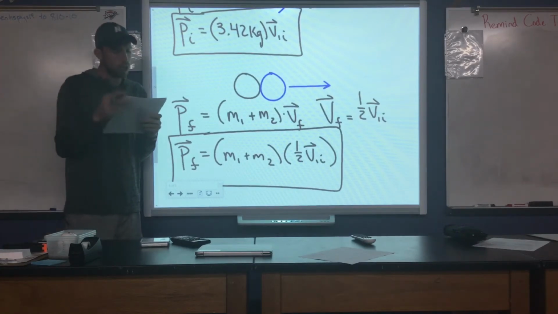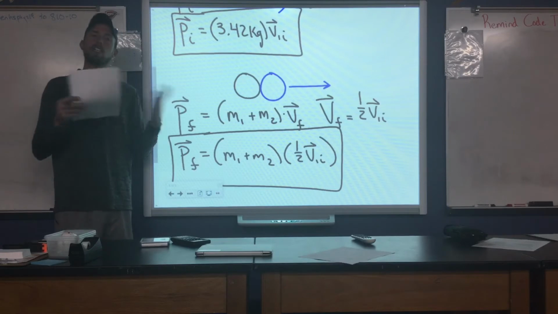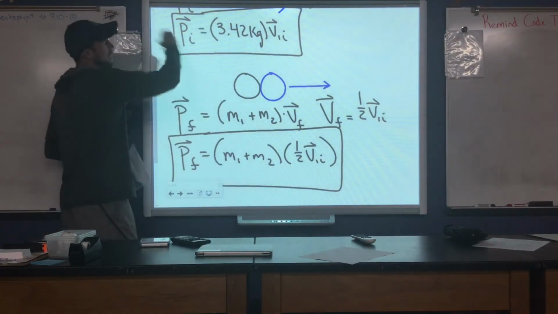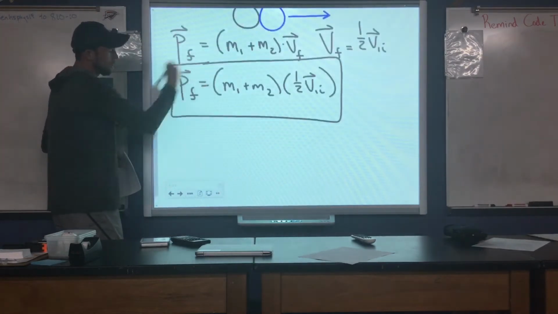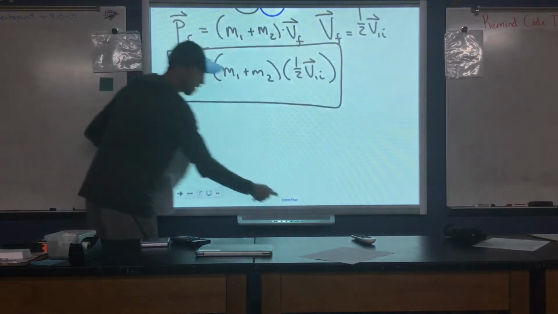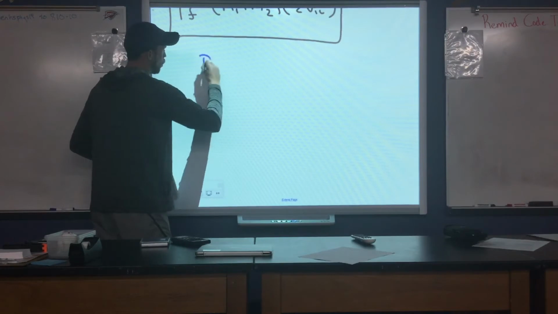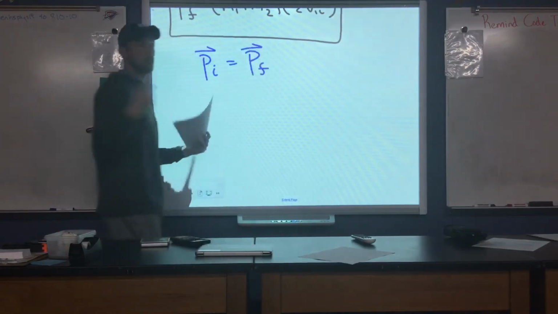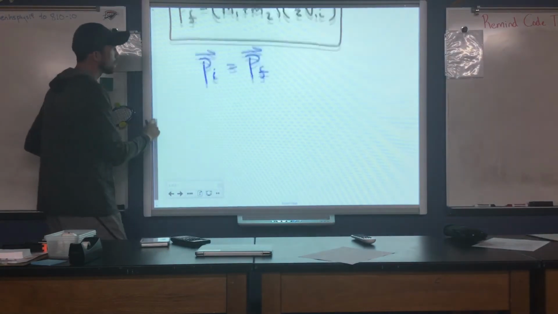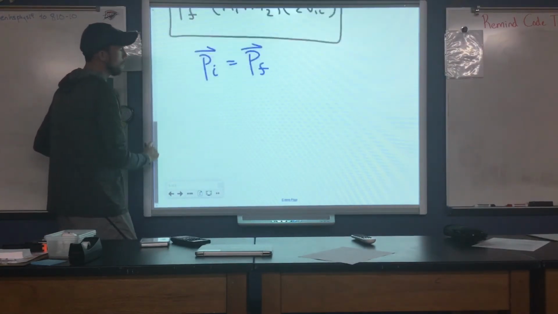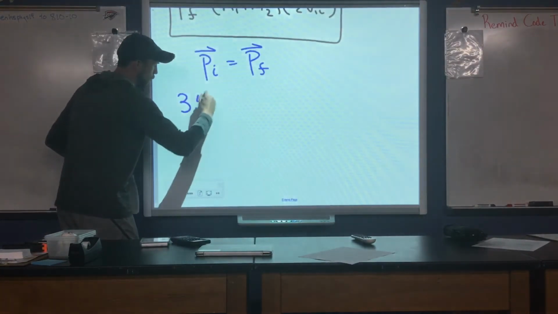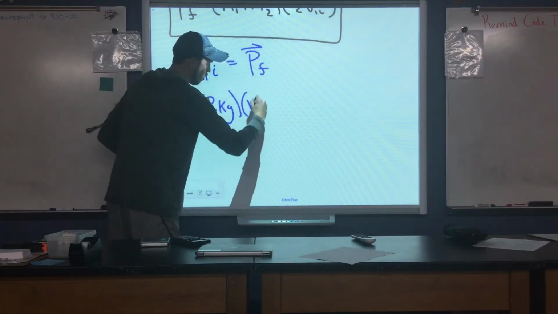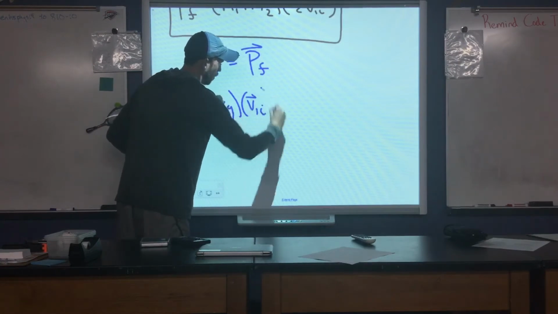So here, looking at our problem statement, it doesn't look like we're told anything about significant external forces, which means we can set our initial momentum equal to our final momentum. So let's do that. The momentum initially will be set equal to the momentum finally. The momentum before the collision equals the momentum after. So before the collision, our momentum was expressed this way: 3.42 kilograms multiplied by the initial velocity of ball 1.